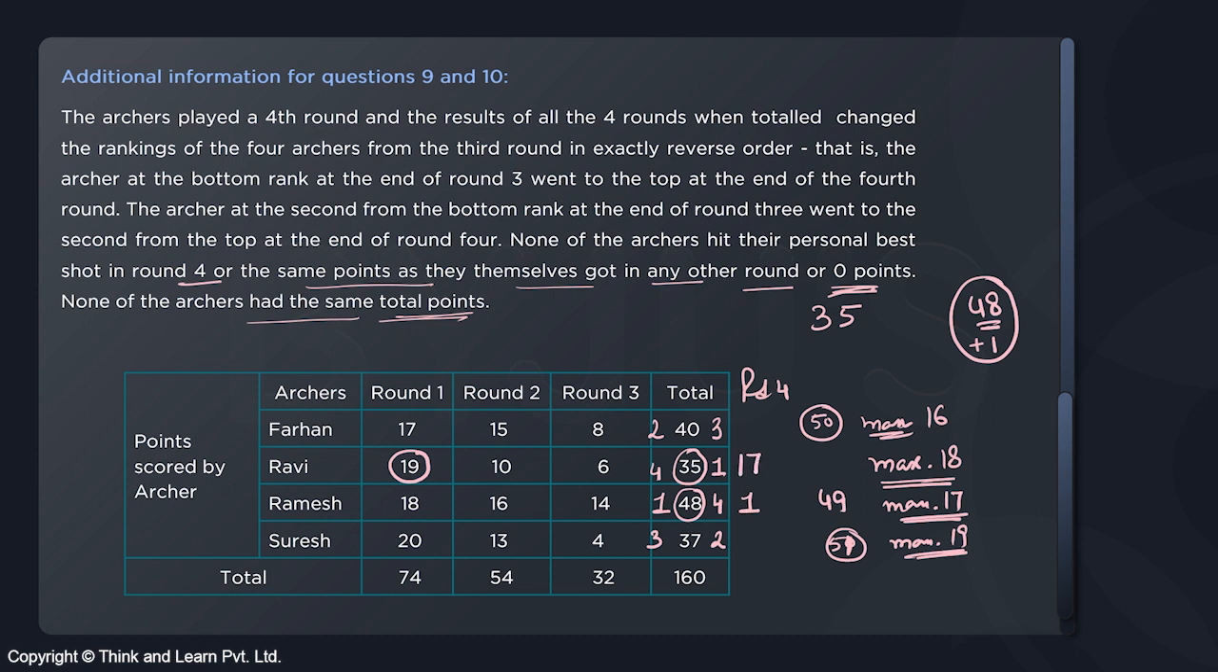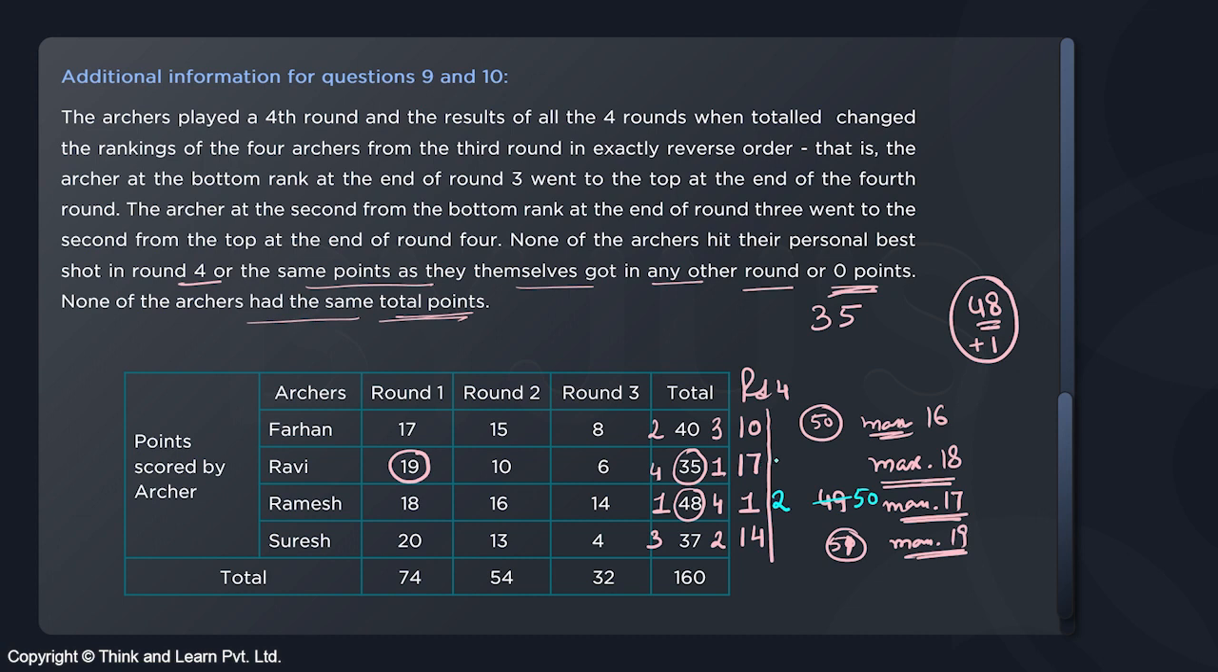So if Ramesh scores 1, Ravi scores 17. His score should be minimum 50, that is 10. His score should be minimum 51, that is 14. So this is one of the possibilities if Ramesh scores 1. I'm just saying it is one of the possibilities. Of course, there are other possibilities as well. But there will be a single possibility if Ramesh scores 2, because in that case the score of Ramesh would become 50.